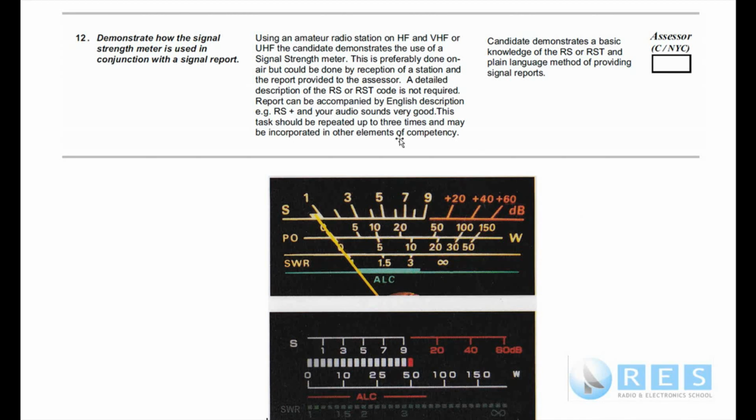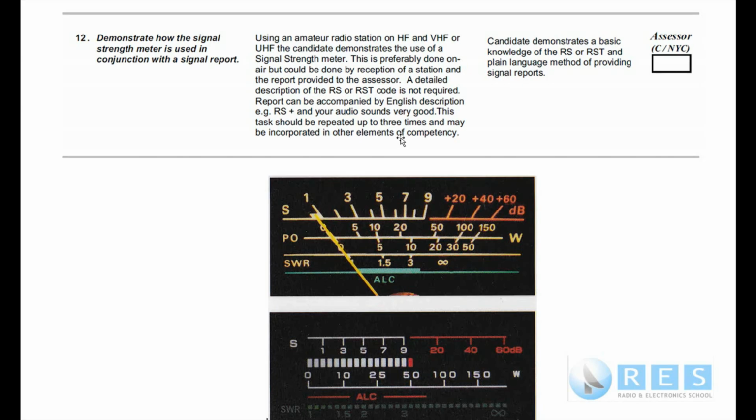Reading the method in the middle, using an amateur radio station on HF and VHF or UHF, the candidate demonstrates the use of a signal strength meter. This is preferably done on air, but can be done by reception of a station and the report provided to the assessor. A detailed description of the RS or RST codes is not required. Report can be accompanied by an English description such as readability and strength. This task should be repeated up to 3 times.